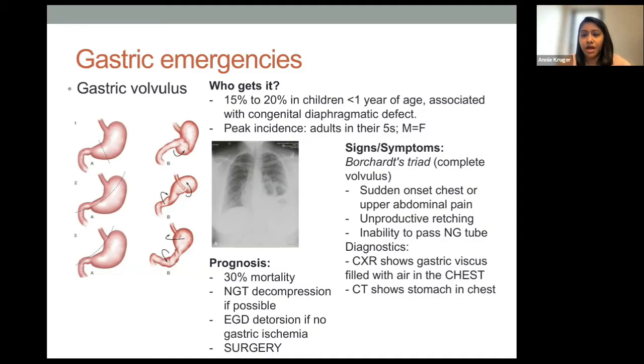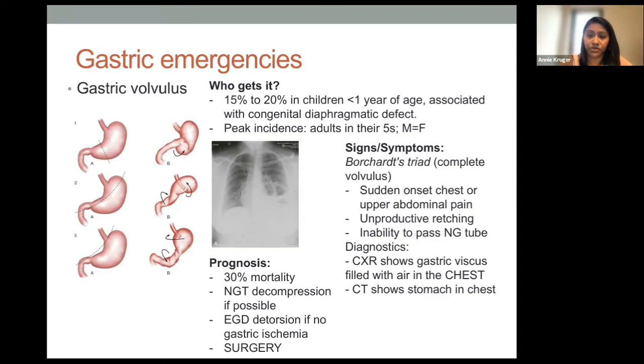So the most common sign and symptom is Borchardt's triad, where you have sudden onset of chest pain or upper abdominal pain that is preceded by basically unproductive retching. So you'll be retching but not bringing up anything. And then when they come into the ER, somebody will be trying to pass an NG tube and always hitting something, they can't get it through. That's when you need to just stop and go get an X-ray on this patient. And you can see that there's air basically in what should be the mediastinal area. And that's actually a stomach that's rotated on itself. And you see that gastric viscus that's filled with air in the chest.